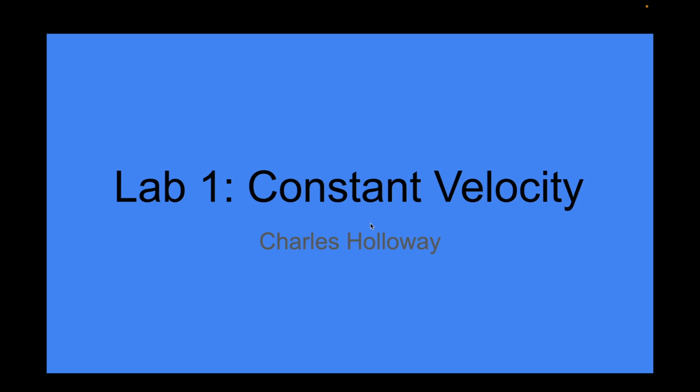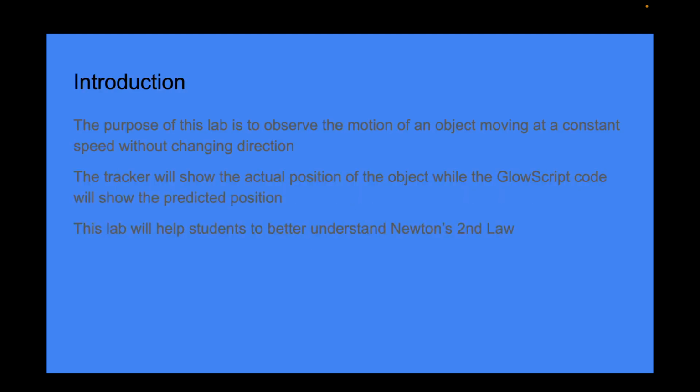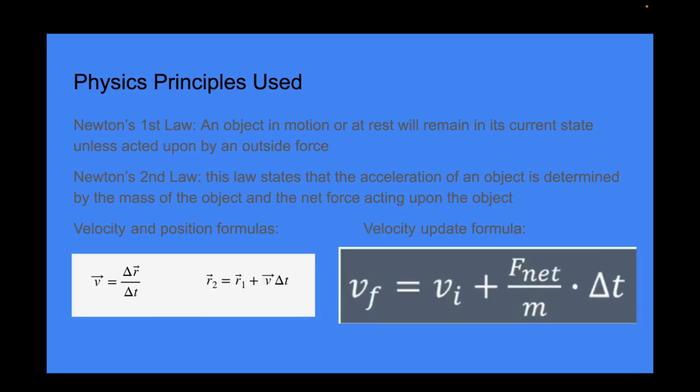Lab 1, constant velocity. The purpose of this lab is to observe the motion of an object moving at a constant speed without changing direction. The tracker will show the actual position of the object, while the GlowScript code will show the predicted position. This lab will help students better understand Newton's second law.